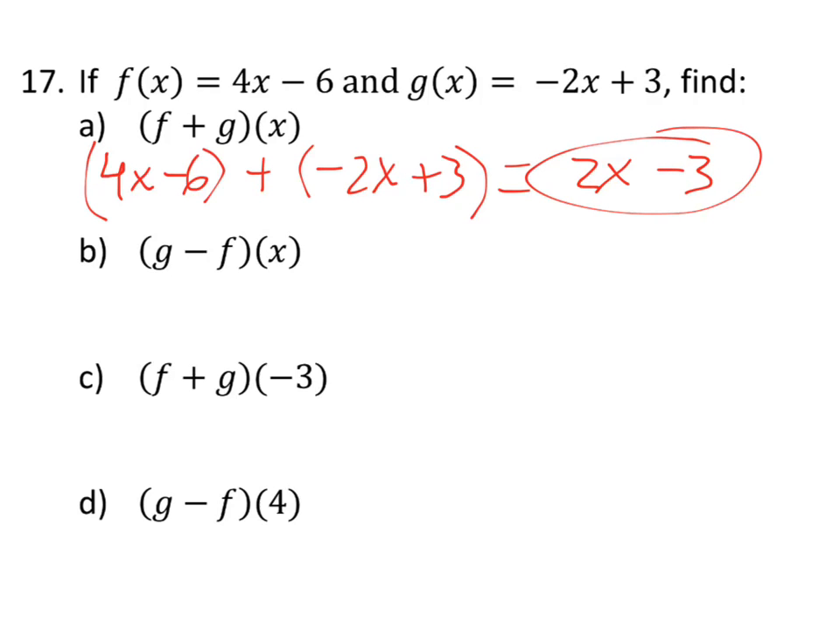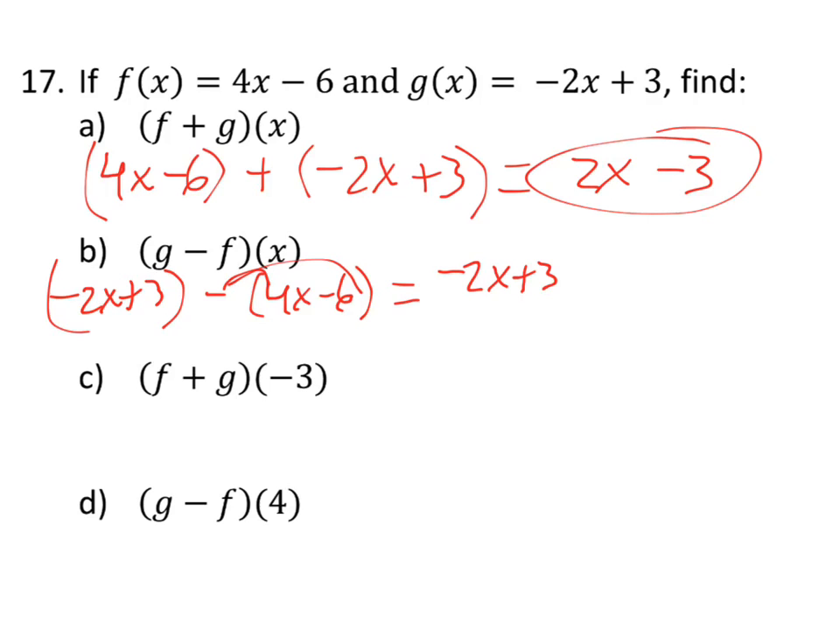So that's that one. And you do g minus f, so negative 2x plus 3 minus f, which is 4x minus 6. If you distribute the negative through, you're looking at negative 2x plus 3 minus 4x plus 6. Now just combine like terms. The x's combine, the non-x's combine. You can get negative 6x plus 9.